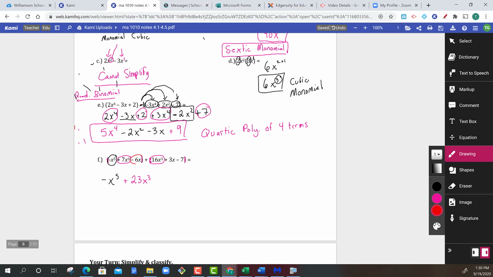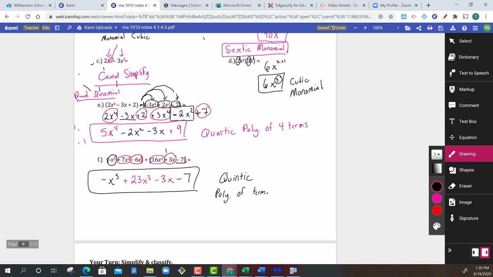I see a couple of just regular x's, negative 6x plus 3x. Negative 6 plus 3 is negative 3. And then there's that lonely negative 7 at the end. There's no like terms with that negative 7. So that's our answer. That is a quintic. We didn't really talk about that one, but the biggest exponent is 5. And it is a polynomial of 4 terms.